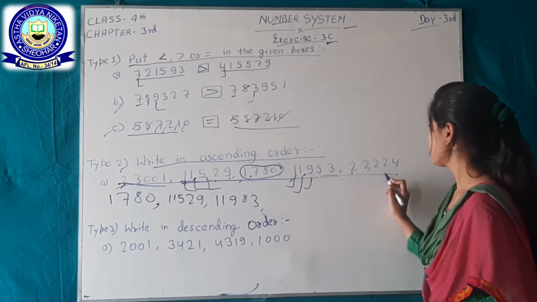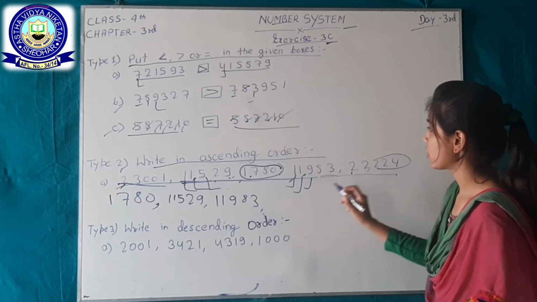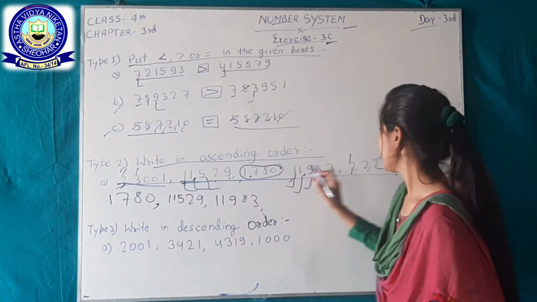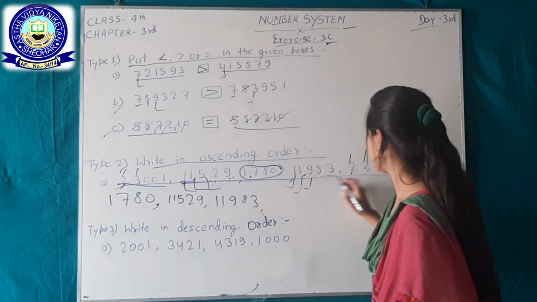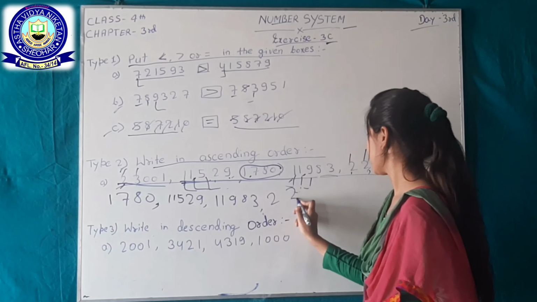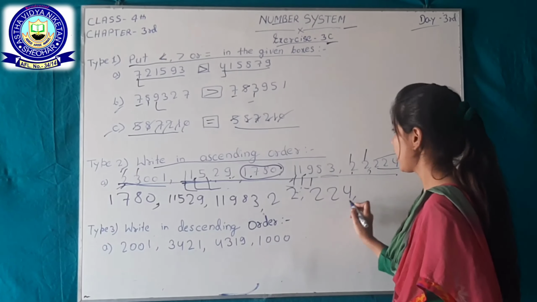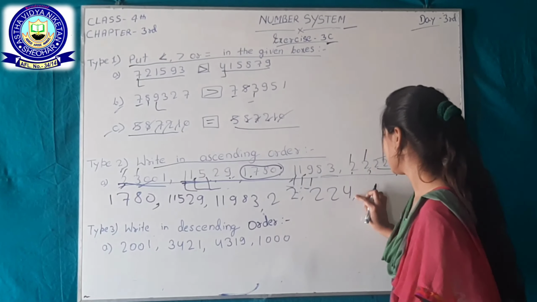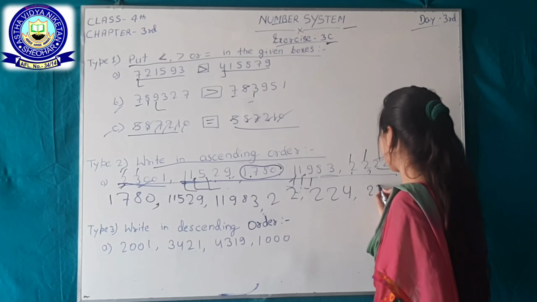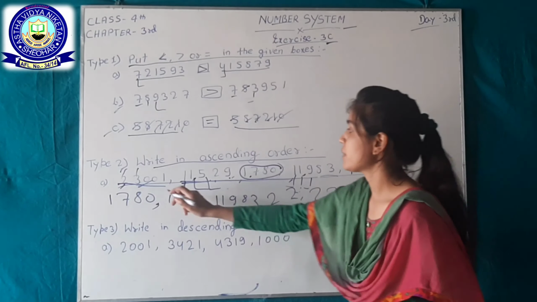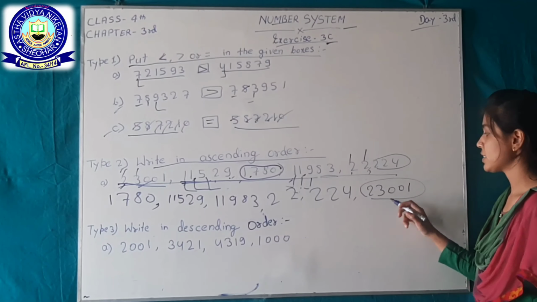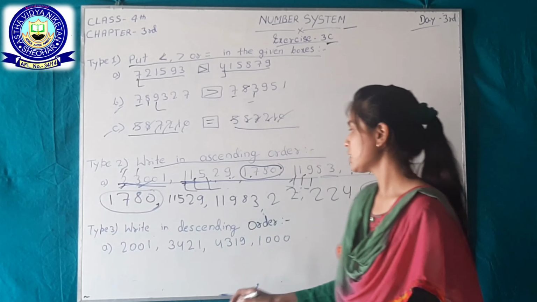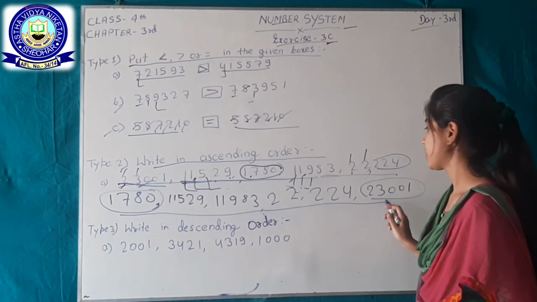And now you have to compare these two numbers, 23,001 and 22,224. Here is 2 and here is 2, here is 3 and here is 2. So you have to write this number here, 22,224. And this is the largest number of the given series, so it has been written last. It is the largest number of this given series and this one is the smallest number of this given series, and it is in our ascending order.